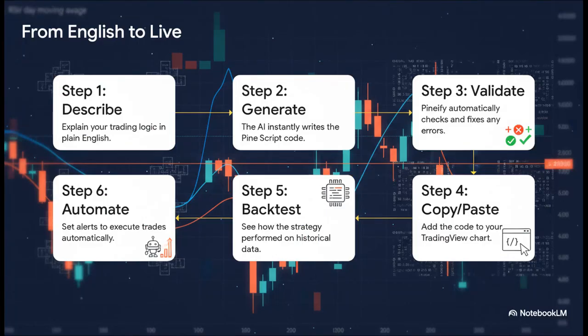The whole thing is just a simple 6-step process. First, you just type out your strategy like you're talking to a person. Something like, hey, I want to buy when the RSI crosses below 30 and the price is over the 200-day moving average. Then, boom, the AI writes the code. Now, this is the really cool part. Step 3. Pineify automatically checks the code for errors and fixes them for you. After that, you just copy it, paste it into TradingView, run a backtest, and set up your alerts to automate it. That's it. It's that simple.